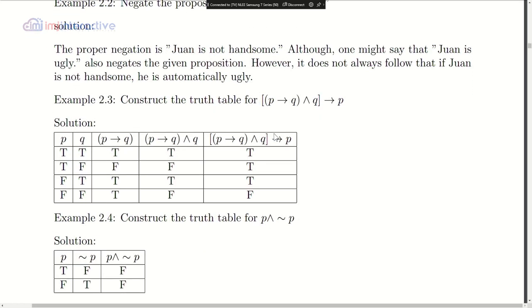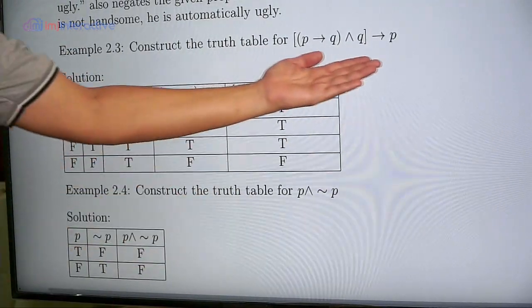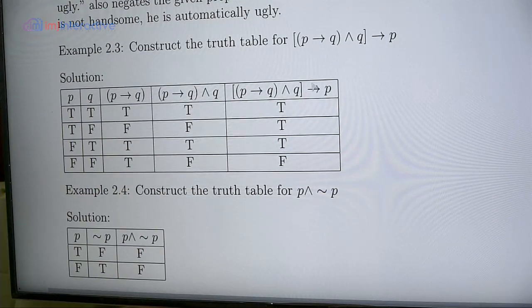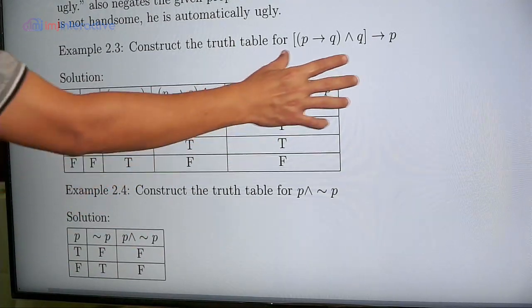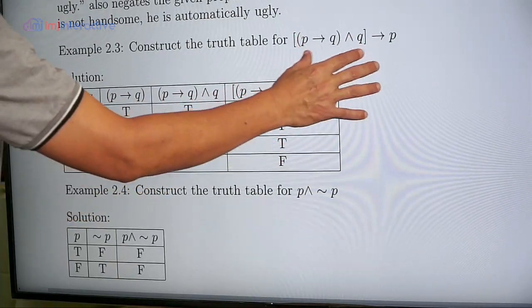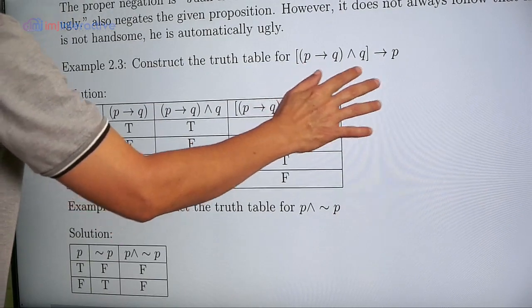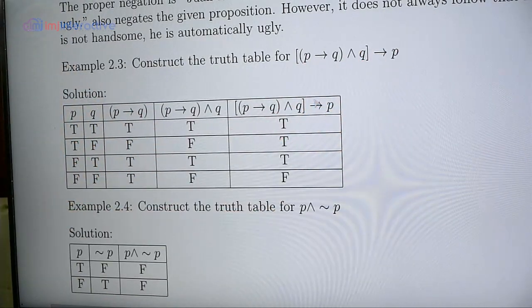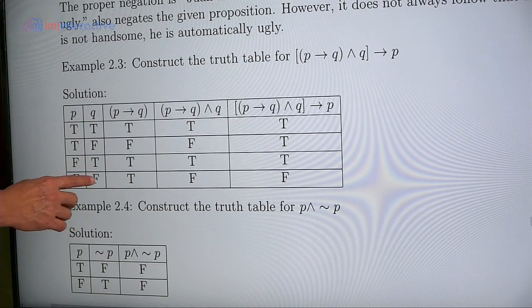For the next example, you are asked to construct the truth table of a particular implication. This is an implication, so you have P and Q. You form this one, and then you form these two, and then you form now the implication. This one is your antecedent or hypothesis, and this is your conclusion. Now, how do we fill this up? Normally, these two columns are given: true, true, true, false, false, true, false, false.